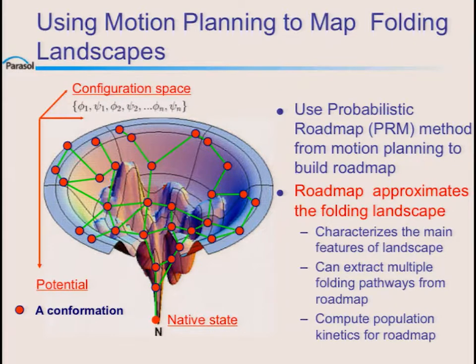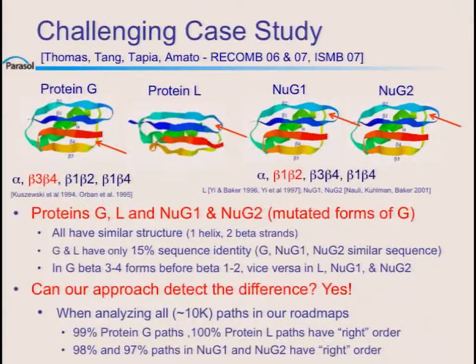And so you can think about it as we're using these sampling-based methods to essentially map this whole folding landscape. And it turns out it works quite well. We applied it to some difficult test cases, because that's one of the challenges with these methods: how are you going to verify them? And so we needed some examples where there is an experiment available to us that we can compare against.